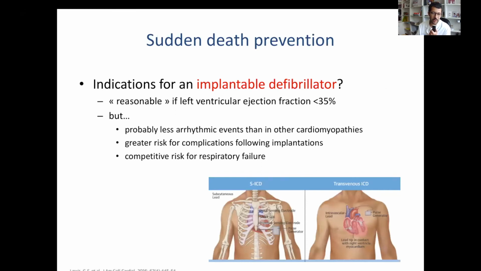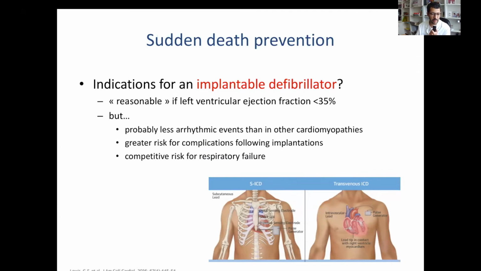The next point, which is extremely important and extremely difficult as well, is the prevention of sudden death. I previously mentioned that sudden death is not that common in Duchenne muscular dystrophy. At least it is obviously less frequent than in other cardiomyopathies. DMD cardiomyopathy is probably less arrhythmogenic than other cardiomyopathies. And the most important question is, is there a potential indication to implant a cardiac defibrillator?